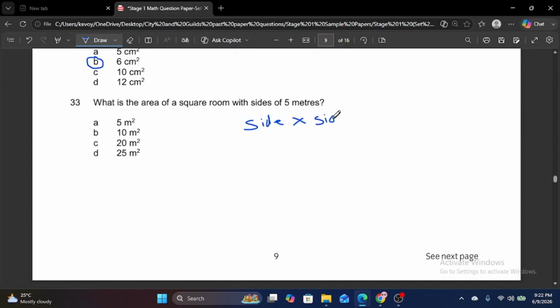Alright, so because of that, that's going to be equal to 5 times 5. And 5 times 5 is going to be equal to 25. So that means that the area of a square room is going to be 25 meters squared. Alright, so moving right along.